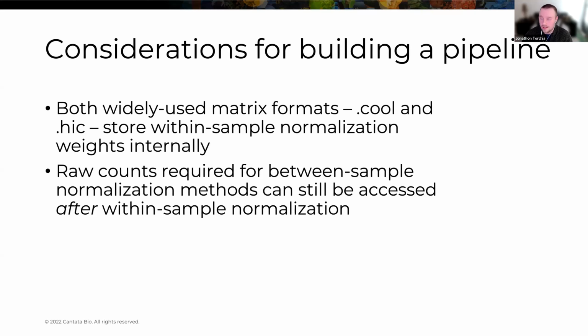So what that means practically is when you're designing a pipeline, you can go ahead and do your within sample normalization. That's the file that you're going to use for your visualizations when you're streaming to, for example, Juicer tools or some sort of browser. You'll want that within sample normalized value. And then you can still do the raw data between sample normalizations directly from that. So you don't have to worry about having two different pipelines with two different normalization strategies. Thankfully, it's already built in.